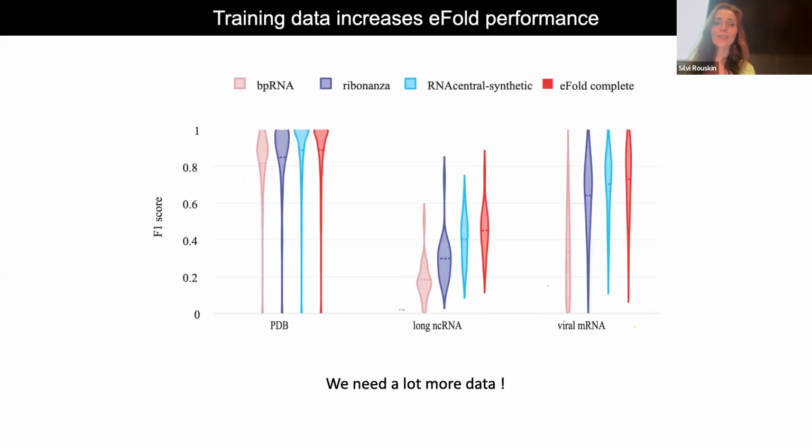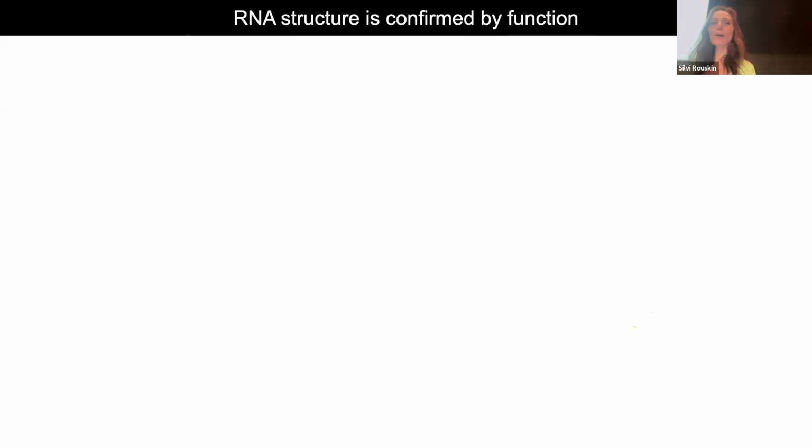All right, so we need more data. As I said, the biggest problem is we don't have ground truth. And ultimately, RNA structure is confirmed by function. That's the easiest way, to tie it to some function. If you know it's functional, then you think, okay, the structure must be the right one.